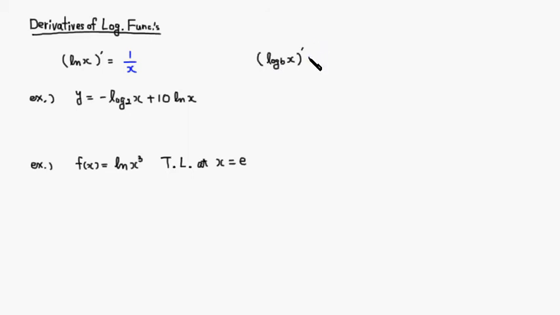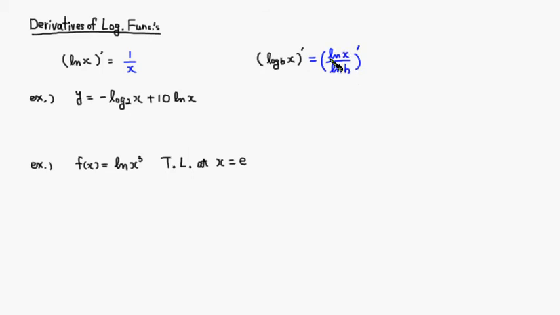Remember that we have a change of base formula. We can always rewrite a log function in a different base. This is equivalent to natural log of x over natural log of b. All right, so this is equivalent to taking a derivative of natural log of x over natural log of b. But the natural log of b is just a constant, so 1 over natural log of b is a constant.